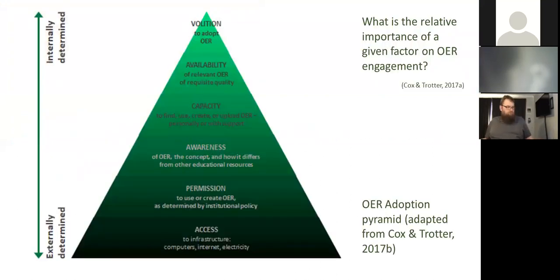So this is the OER adoption pyramid. I'll explain it before I get into it in more detail with respect to my research. Now you have this arrow on the left, which is a continuum. It goes from externally determined at the bottom to internally determined at the top. This refers to the control that either the institution or the lecturer has over their engagement with OER. Externally determined means it's institutionally determined, it's institutionally controlled. But as we go up the pyramid, we're referring to factors or challenges or barriers where the individual, the lecturer, has more control.